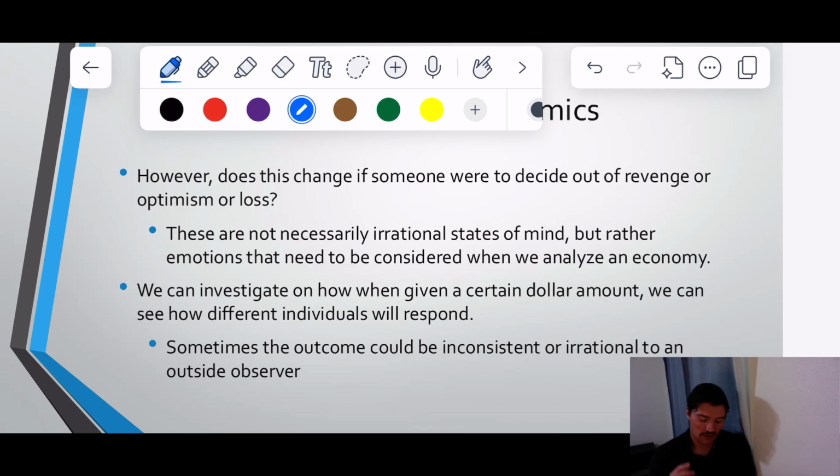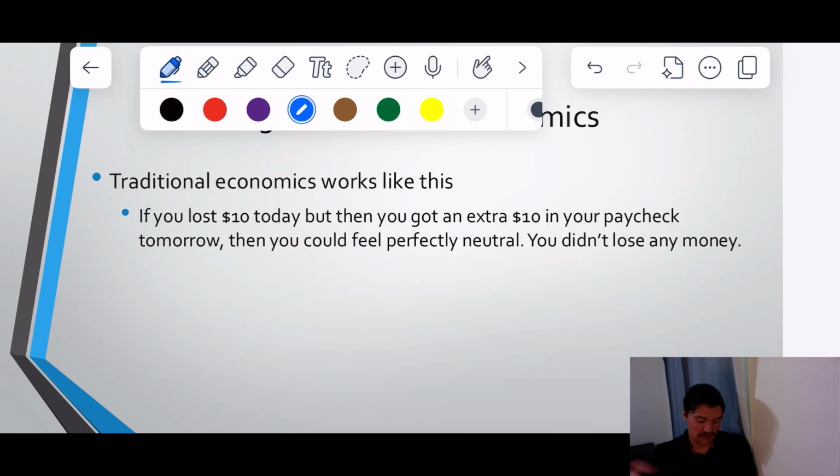Sometimes the outcome can be inconsistent or irrational to an outside observer. So the traditional way of thinking works like this. If you lost $10 today, but then you got an extra $10 in your paycheck tomorrow, you would be perfectly neutral. Nothing happens. You didn't lose any money, so you're fine. All right? That's the traditional way.